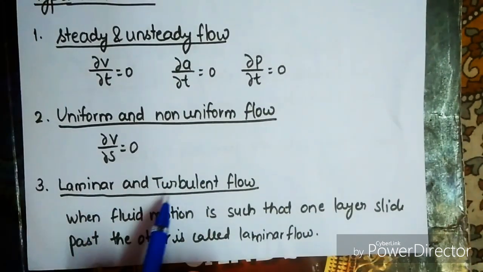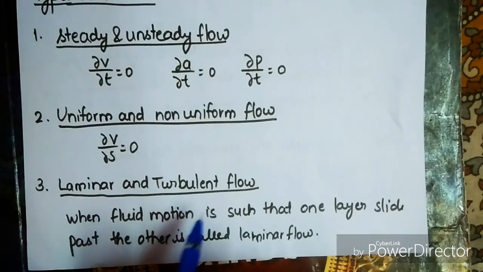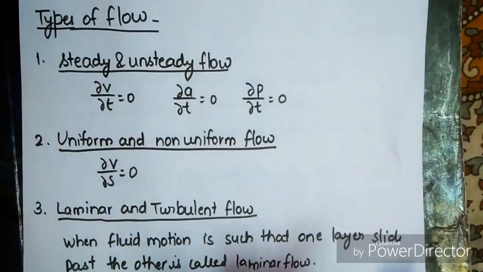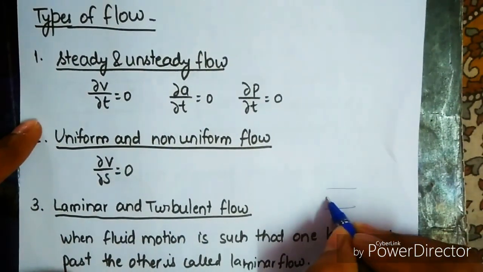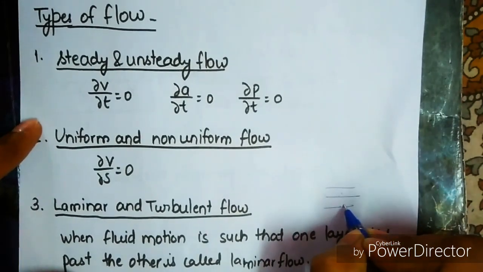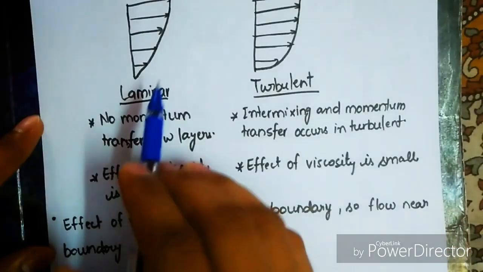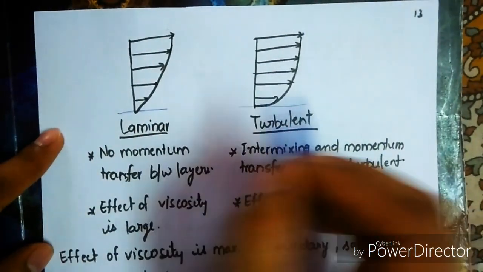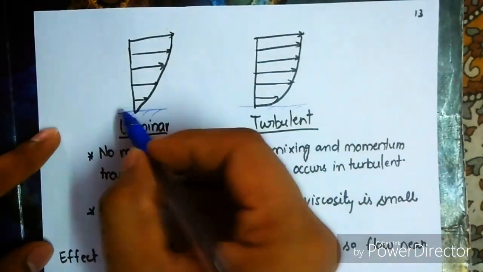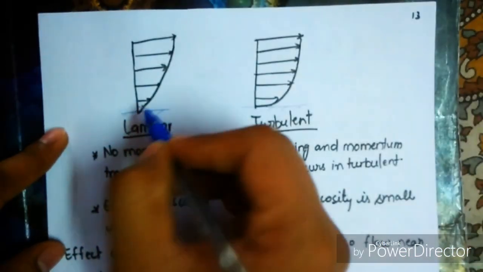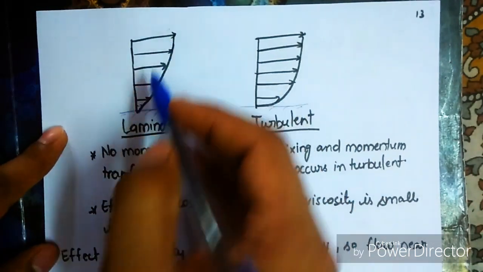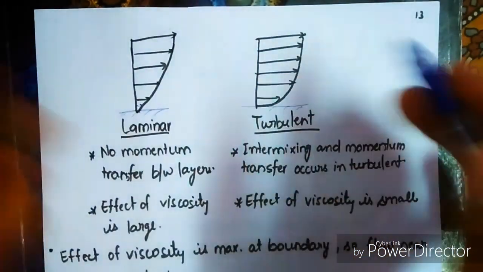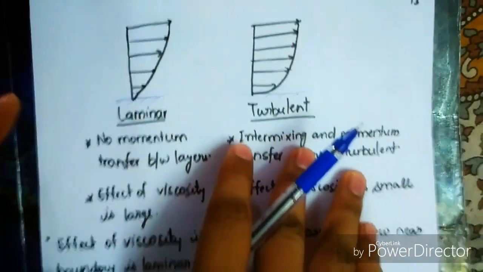Next, laminar and turbulent flow. In laminar flow, the fluid motion is such that one layer slides past the other. One layer of liquid, this is one layer, this is another layer, and this layer slides past this layer. We can see it here, laminar. If this is the boundary surface, then we have a velocity distribution like this. Smaller velocity is near the surface, this is zero velocity, and it increases in the upward direction. While in the case of turbulent flow, there is intermixing, so we have a graph like this.